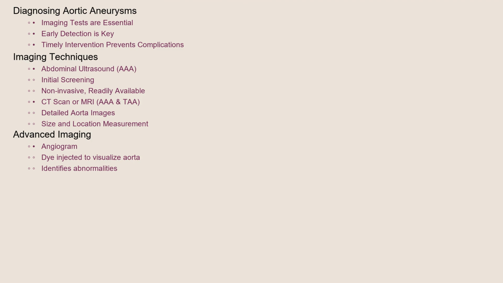Diagnosing an aortic aneurysm typically involves imaging tests. An abdominal ultrasound is often used as an initial screening tool for AAAs, as it's non-invasive and readily available. For both AAAs and TAAs, a CT scan or MRI provides detailed images of the aorta, allowing doctors to accurately measure the size and location of the aneurysm. An angiogram, which involves injecting dye into the blood vessels, can also be used to visualize the aorta and identify any abnormalities. Early detection is key, as it allows for timely intervention and prevents potentially life-threatening complications.